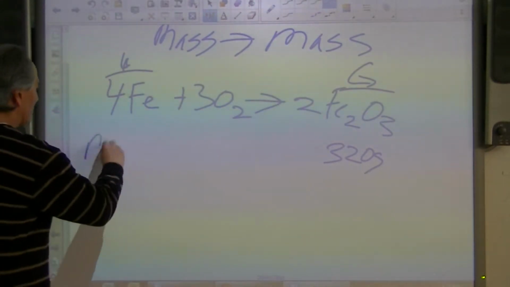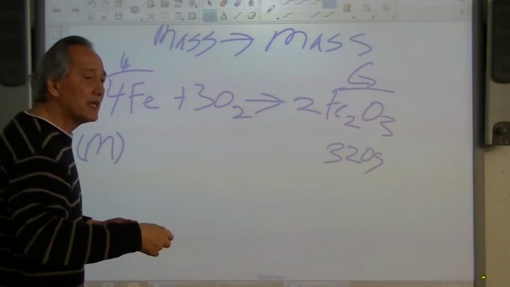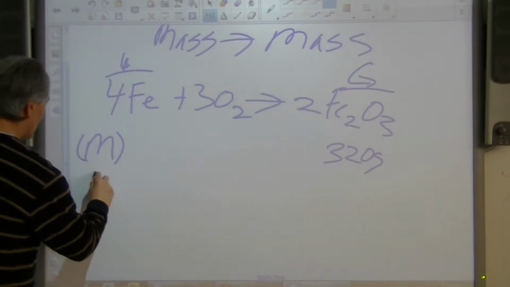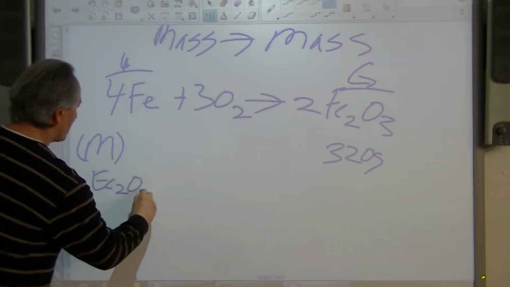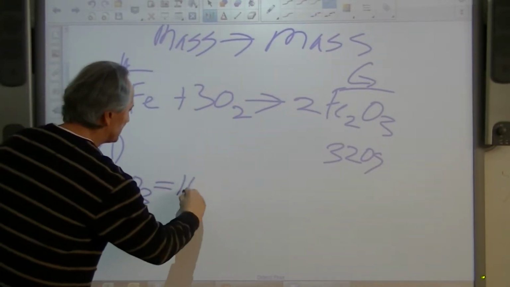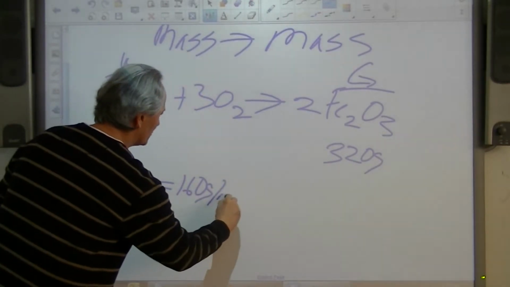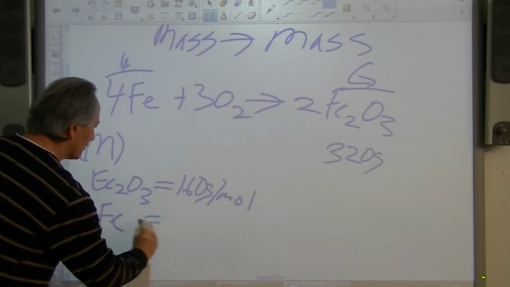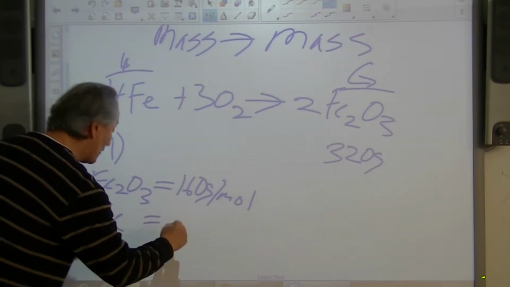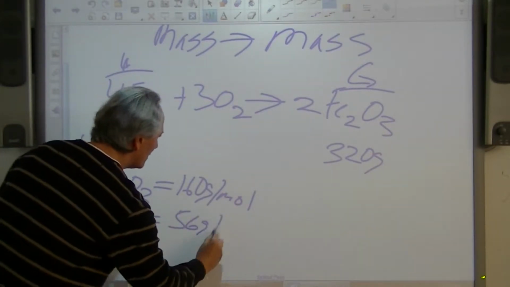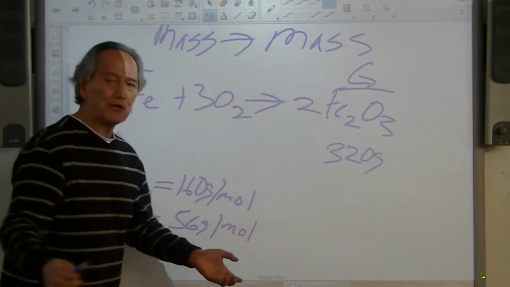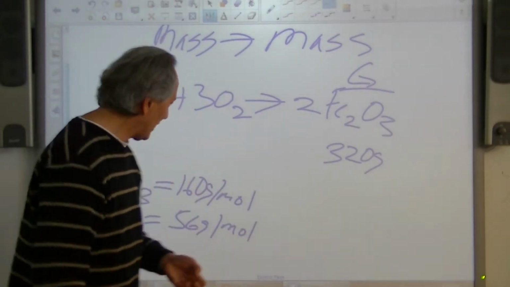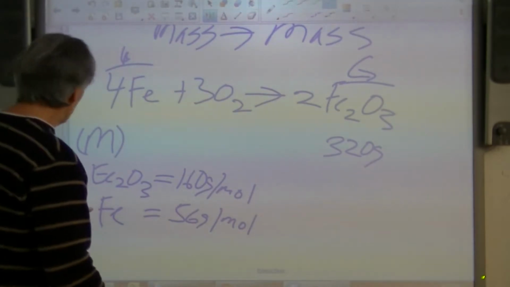Let me go ahead and write this. I'm going to use M for the symbol that represents molar mass. So the molar mass of Fe2O3 per mole happens to be 160 grams per mole. The Fe, I'm going to round this up a little, make it a little more rounded, if you will, 56 grams per mole. Note, if you look on the periodic table, it's 55.85 grams. Okay, so we've got our molar mass.